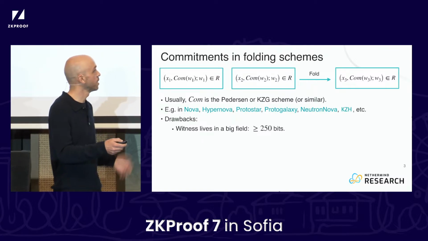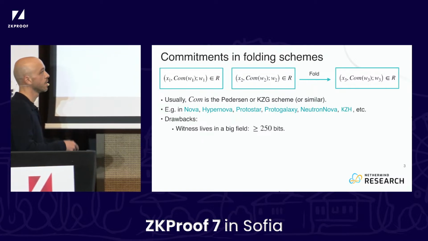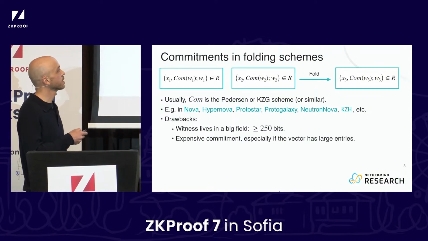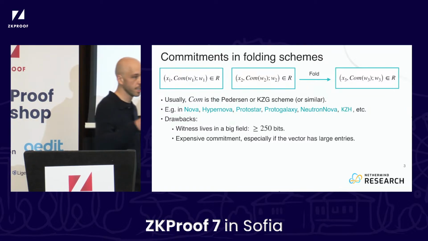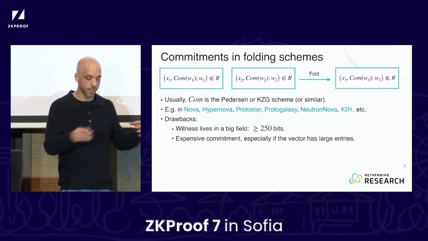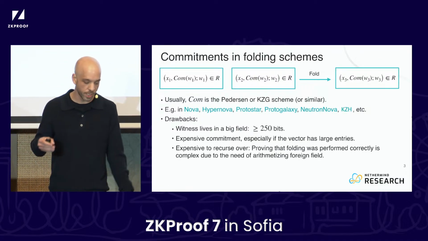So the scalar field of an elliptic curve, if you want it to be secure, must be relatively large, at least 250 bits. The commitment can be quite expensive, especially if the vector has large entries. So if you want to commit to a vector with 250 bits in all entries, then you're in trouble. It's quite expensive, as I will show later.